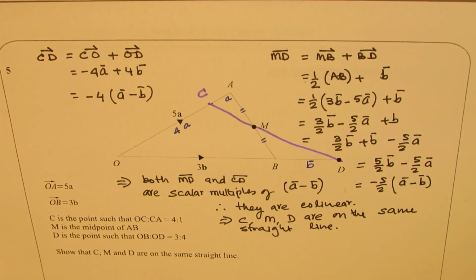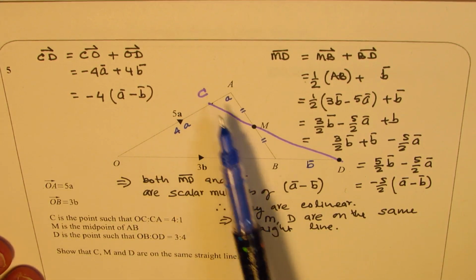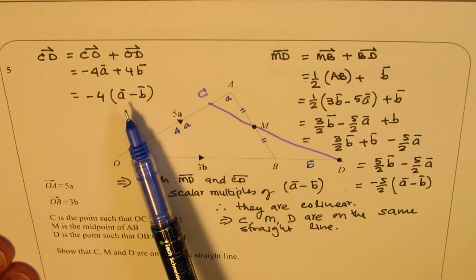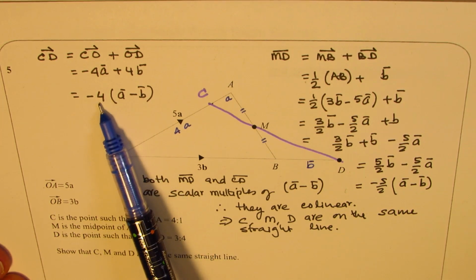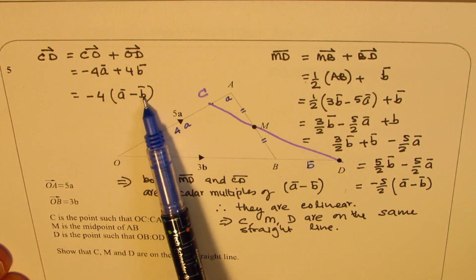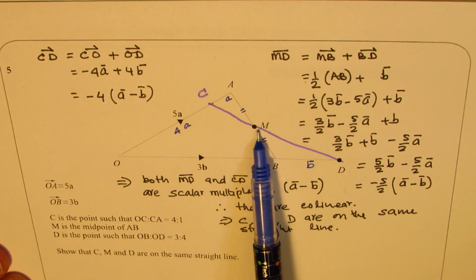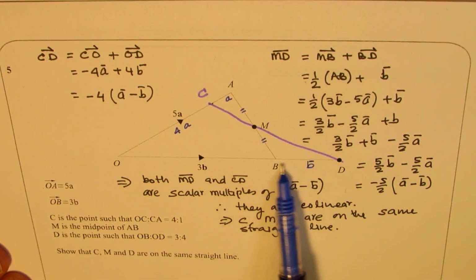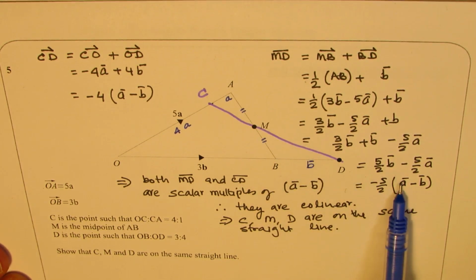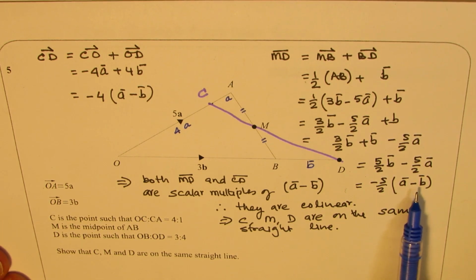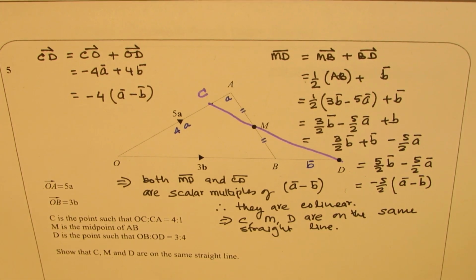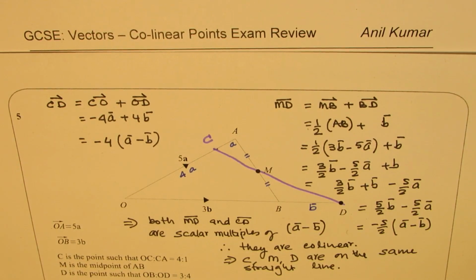So what we really did here was we found what CD is. CD was A minus B times minus 4, a scalar multiple of A minus B, right? Then we found what MD is. We took this path, M being the midpoint of AB, and it also turned out to be a scalar multiple of A minus B. So that means both of them are parallel, and so they lie on the same line, right? So that is how we could actually prove it. I hope it makes sense. I hope the steps are absolutely clear.